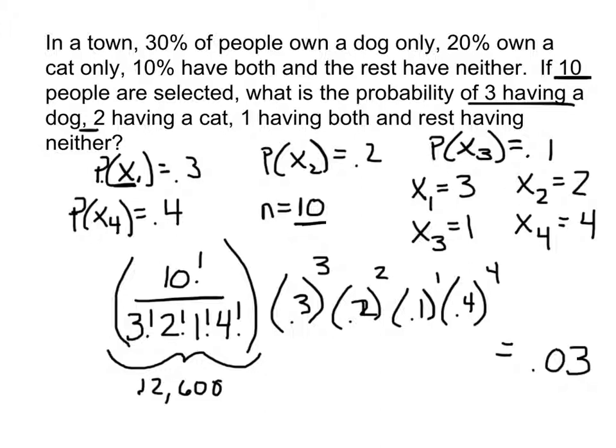So again, multinomial distribution: we're looking at the idea that instead of 2 events, in this case there's 4, but there has to be more than 2 events. We'll look at another example in class.